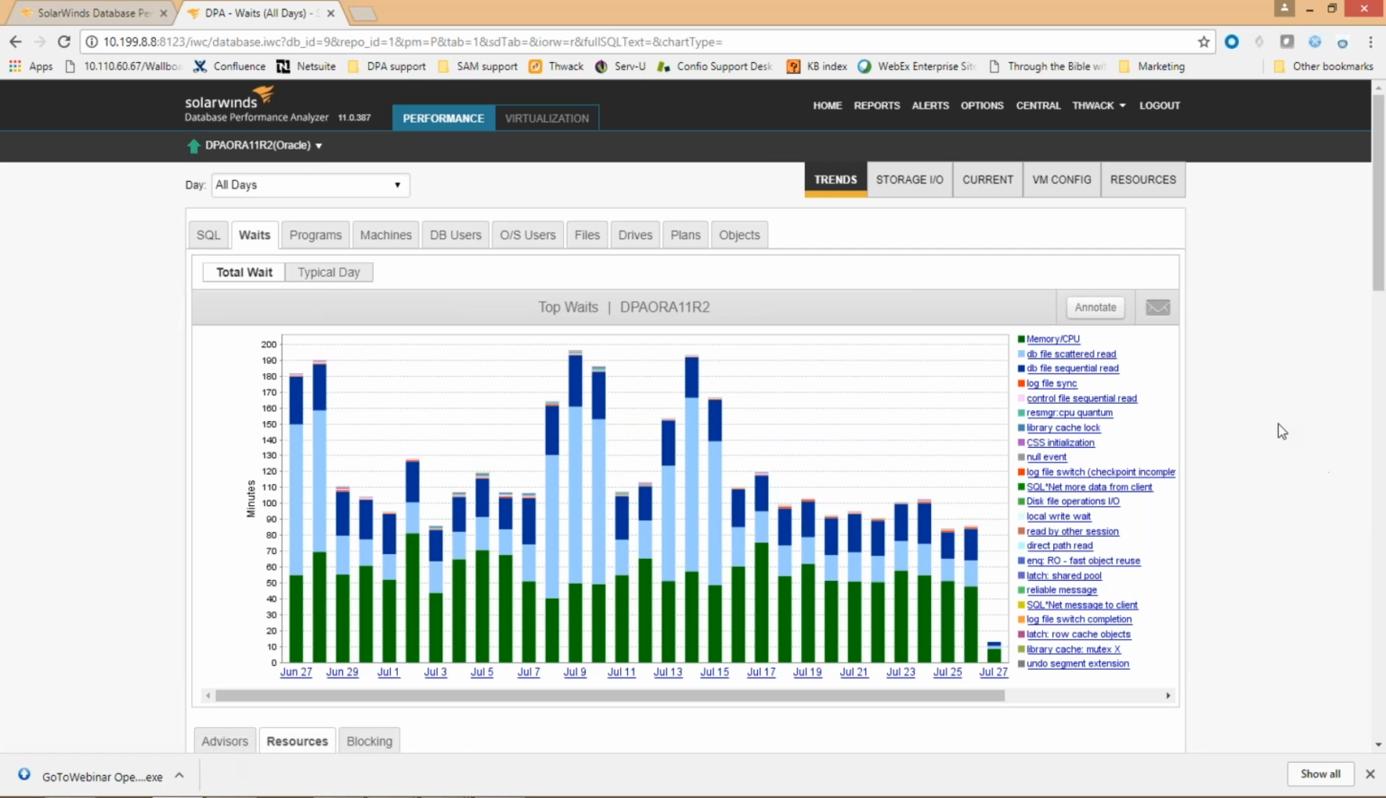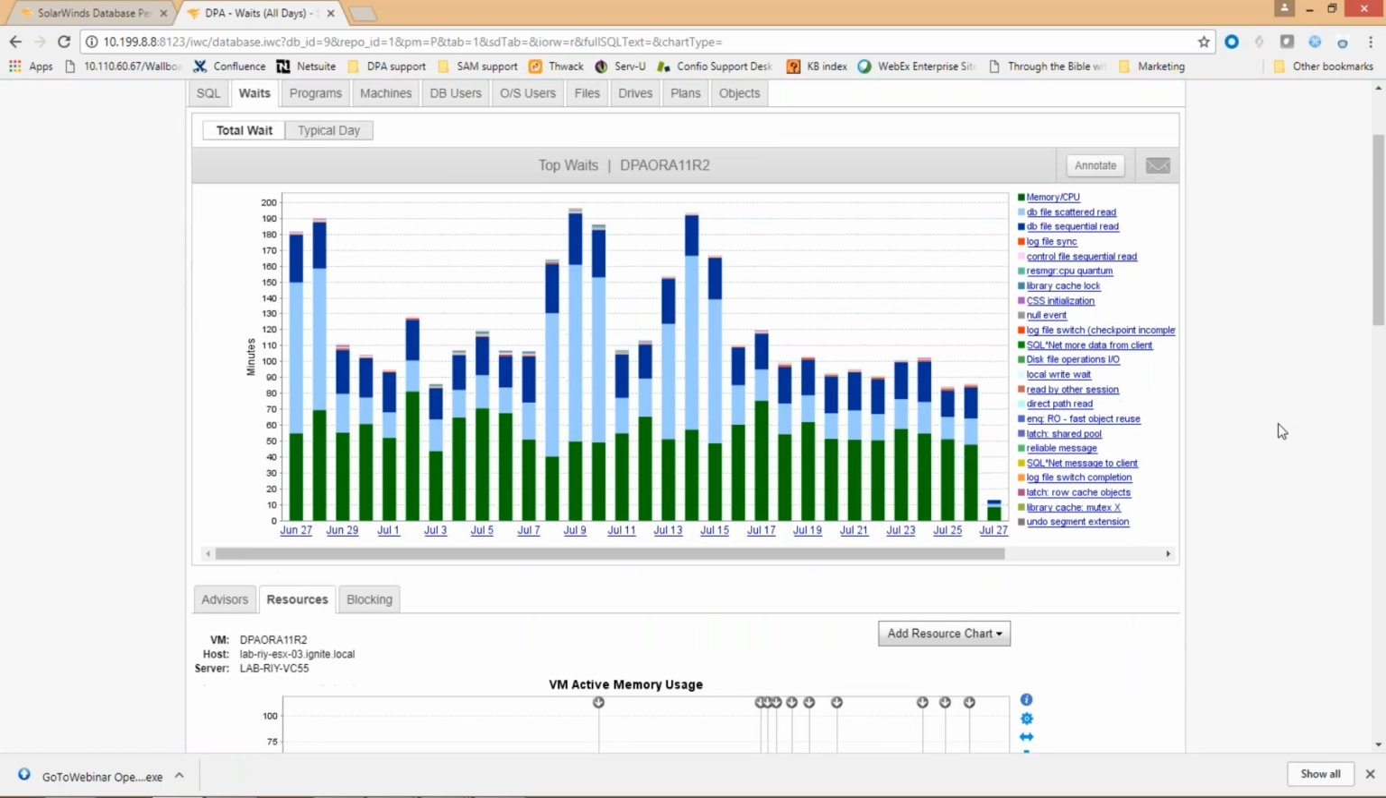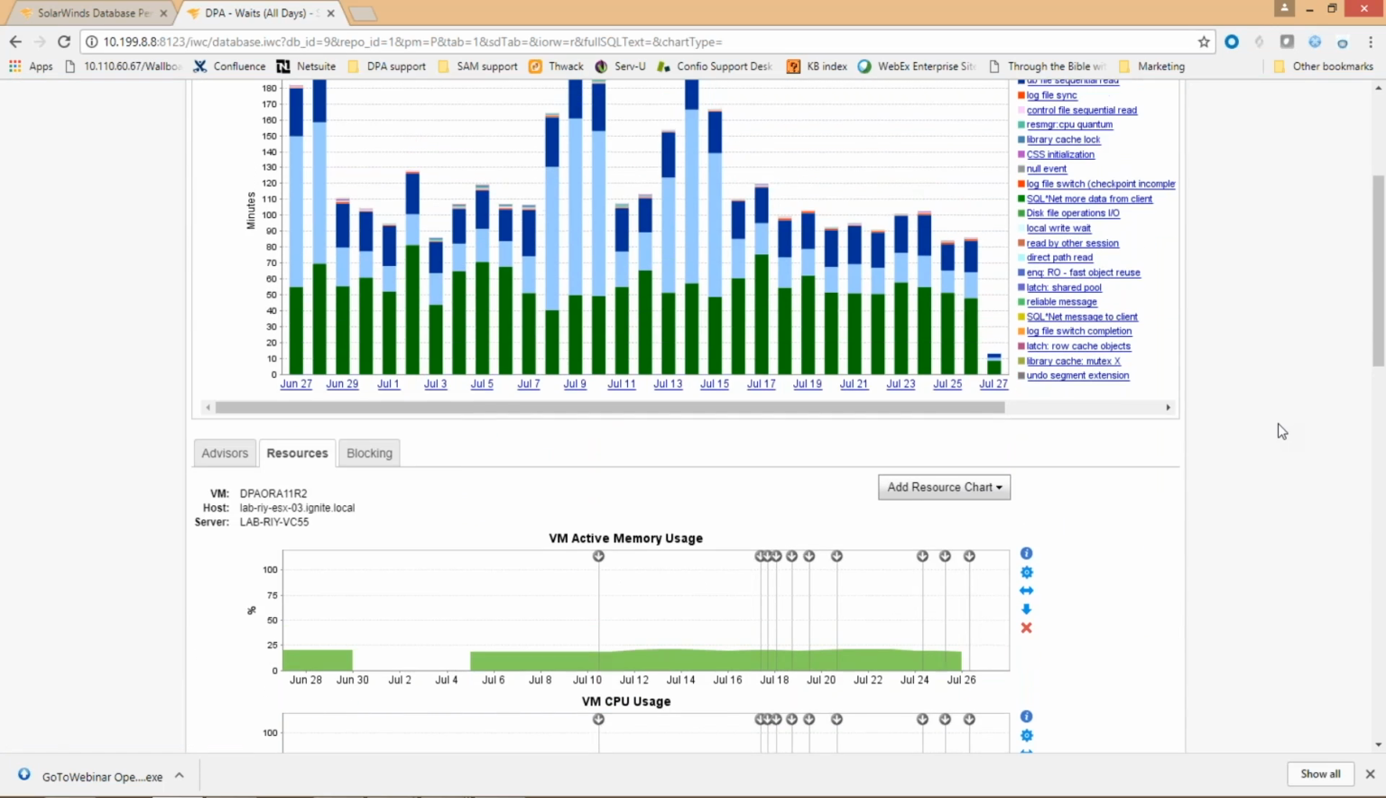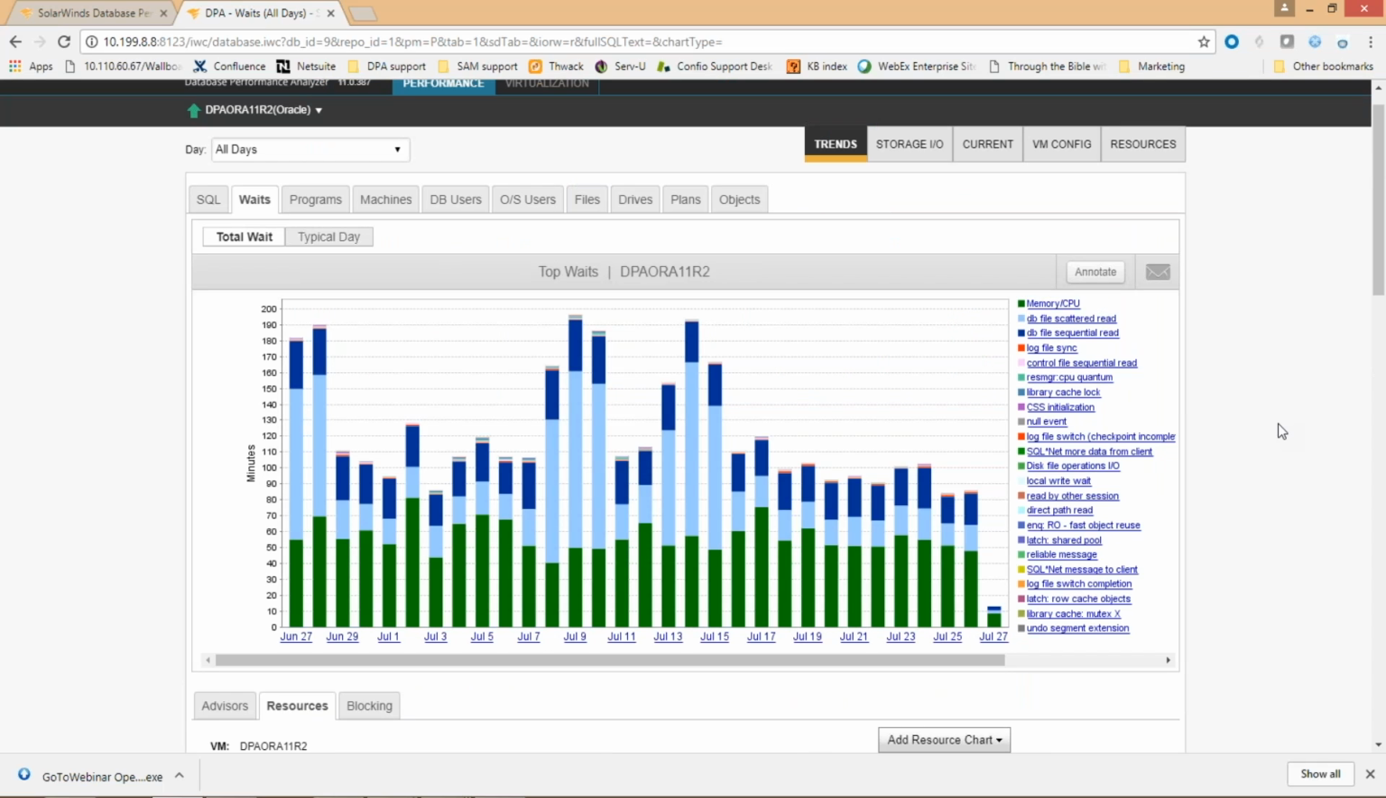And then again, if I correlate to the resource metrics down below, it will tell me, is this something I need to go talk to my storage admin about, or is it really a memory pressure issue? Do I need to go talk to my server admin, or maybe virtual admin, and see if we can get some more resources allocated to this, maybe some more memory, so that when I go to look for that data, it's there in cache.